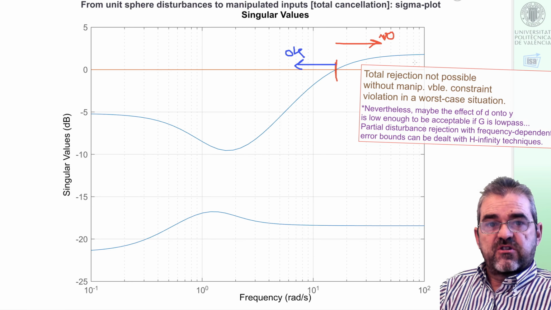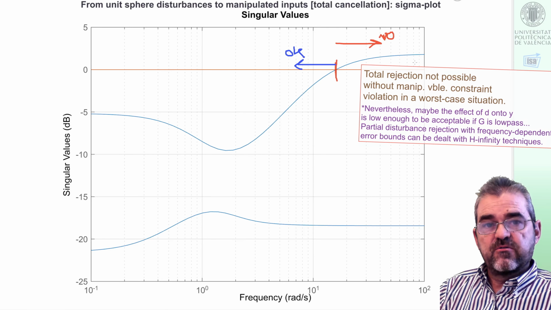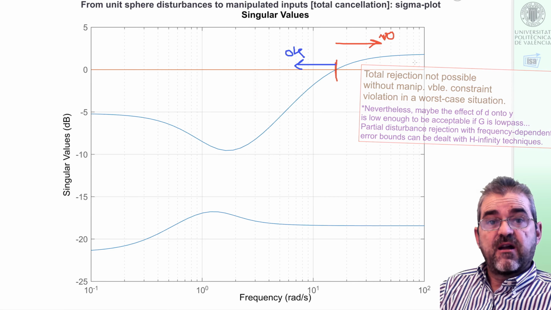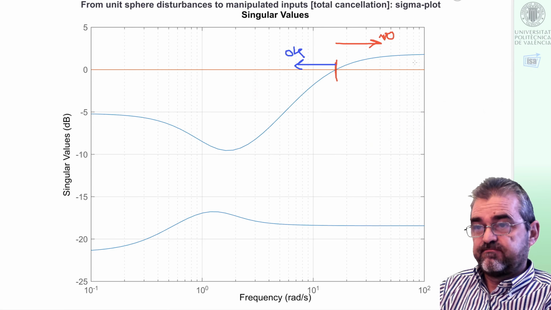If we reach such a precision in our conclusions, then what we should do is a full H infinity control problem, which is out of the scope of this analysis in this video. So this is the transient analysis regarding total disturbance rejection.